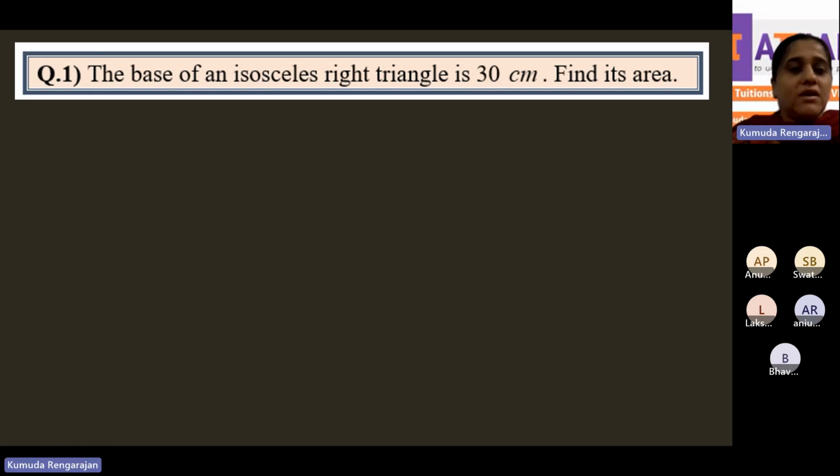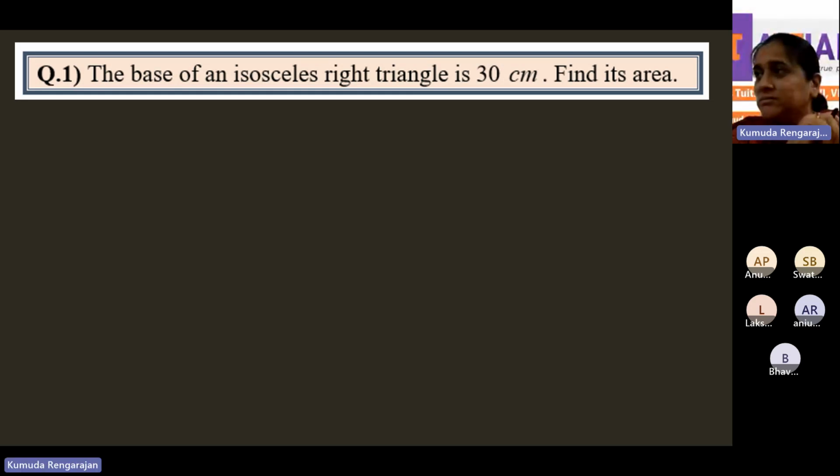Okay. So this question says the base of an isosceles right triangle is 30 centimeters. It's an isosceles triangle. It's also a right triangle. Isosceles meaning two sides are equal. Right meaning one angle is 90 degrees. And we know that the side opposite to this 90 degrees angle is called the hypotenuse. And that is the longest side.